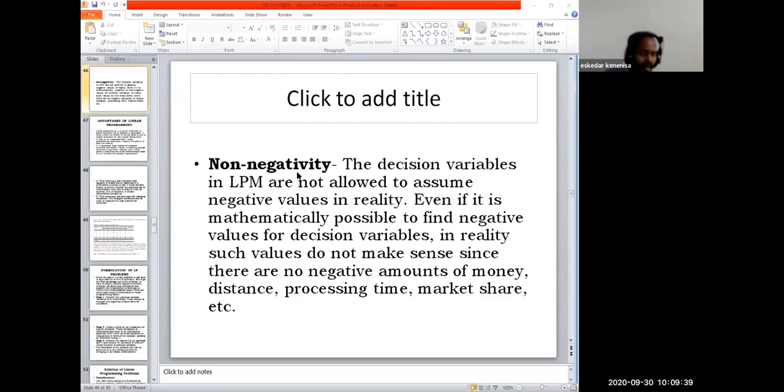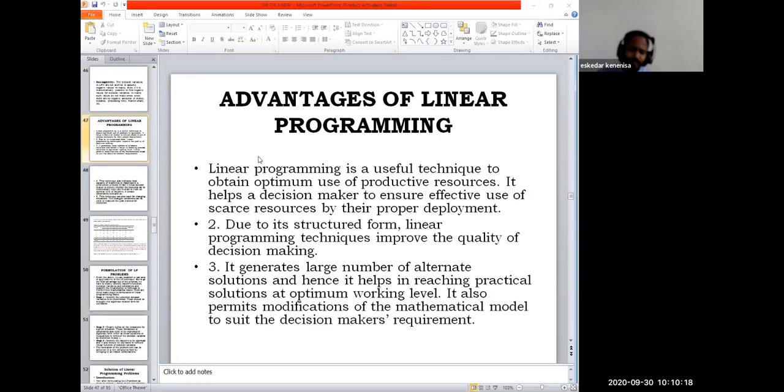Even if it is possible mathematically to find negative value for decision variables, in reality such variables do not make sense. So just like there is no negative amount, for example no negative amount of money, no negative distance, no negative processing time, no negative market share. So this one is also one of the assumptions.